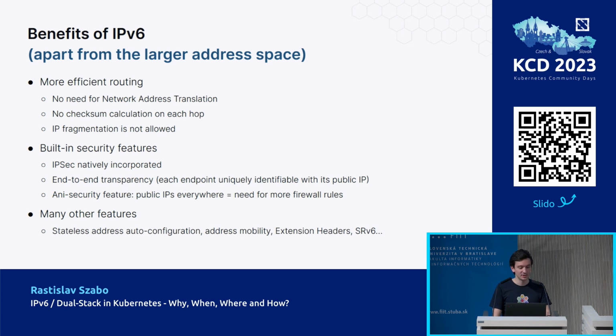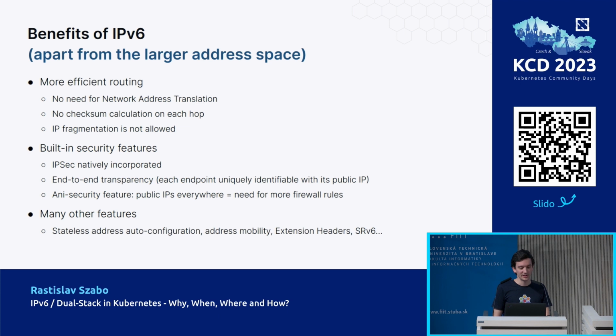Another benefit is built-in security features, such as IPsec, which was natively incorporated during the design of IPv6. And the fact that each endpoint in the internet can have its own IPv6 address means that we have end-to-end transparency across the whole network. So we can see at every single point of the network who is the originator and who is the destination of that packet. That is actually also an anti-security feature. Since we can have public IPs anywhere, it means that we may need more firewall rules.